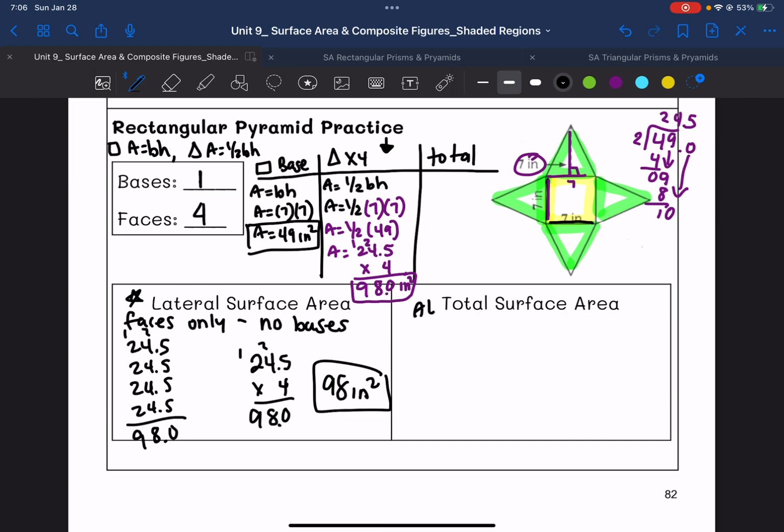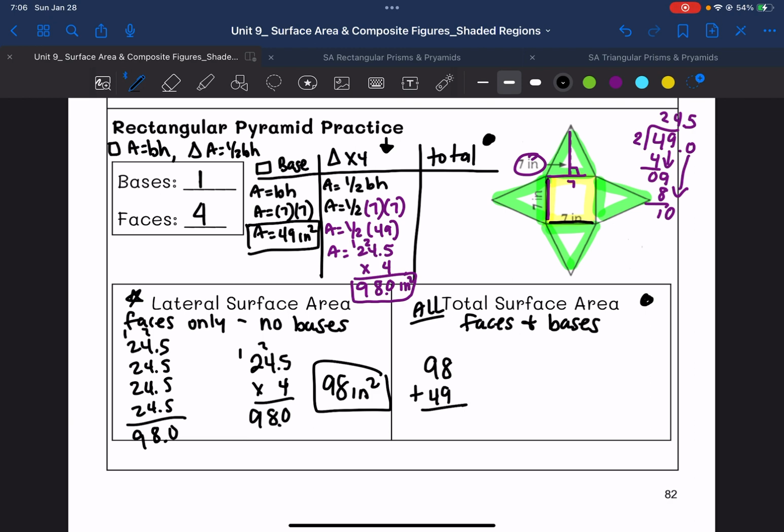Total surface area is going to be all faces and bases. Remember, faces and bases. So here, we've already done part of it, not all of it. 98 plus the 49, okay? Let me show you that. This part is going to be this part right here.